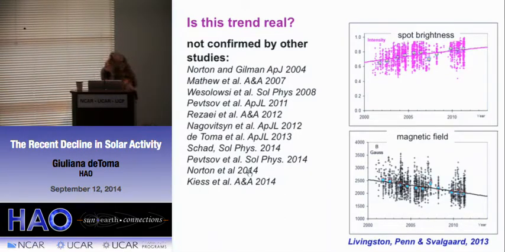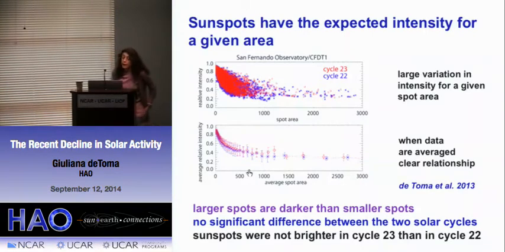We did a similar analysis as well with the San Fernando data. Of course, we don't have magnetic field, but we do have spot brightness, and the record goes back a long time. So the first thing we did was to plot the spot intensity as a function of spot area. If you do that for all spots, you find that there is a lot of scatter, but if you start averaging, you recover what is a well-known property of sunspots, namely that the larger spots are darker than the smaller spots. There is nothing new here, but what is interesting is that you do that for cycles 22 and 23, and you see that there is really no significant change between these two curves for the two cycles. So we don't see a change in the properties of spots, and we have no indication that spots are getting dimmer. They seem to have the right intensity for a given area.